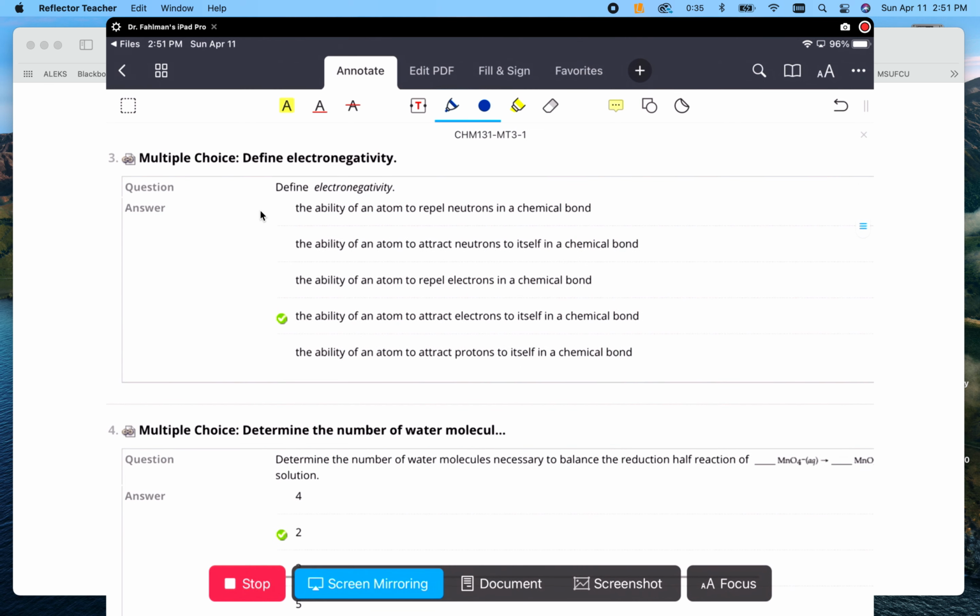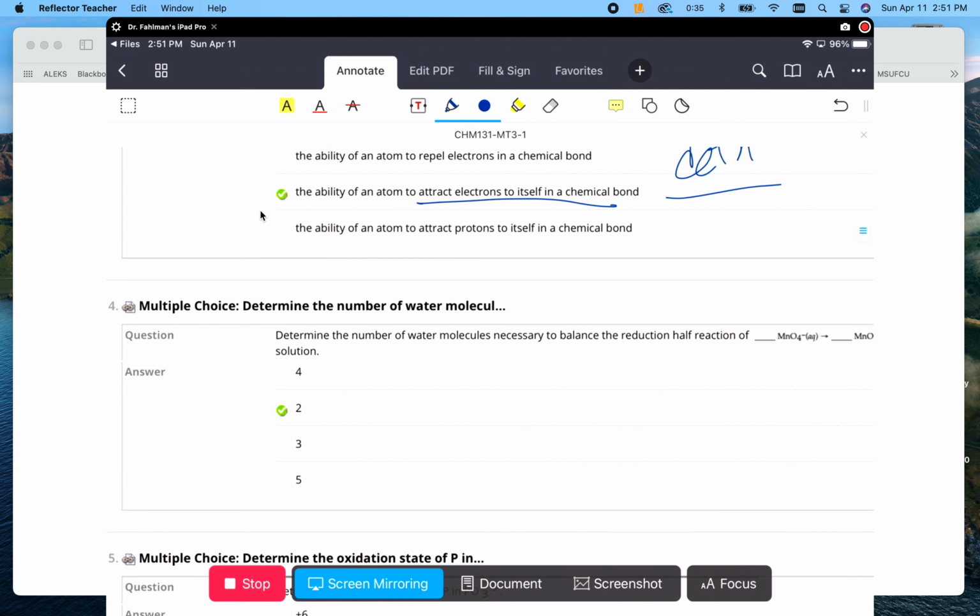Okay, electronegativity. So this is just a definition that we talked about a lot in class. So it's just attracting electrons toward itself.